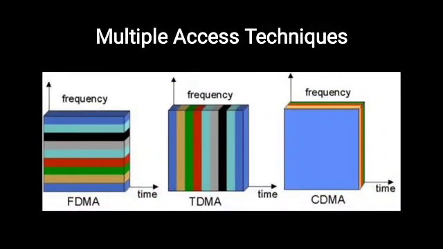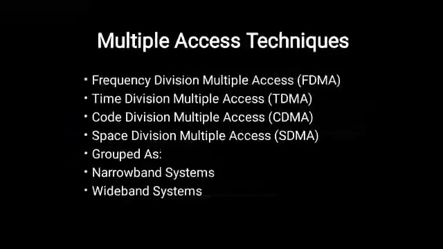For the multiple access technique, if you are dividing the frequency among the multiple users, then we call that FDMA. If we are dividing the time between the channels, then we call that time division multiple access. When we go for frequency and time with a code for each user, if the users are divided by codes, then it is called code division multiple access.